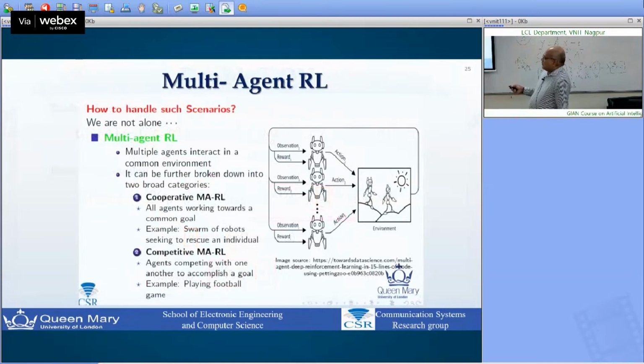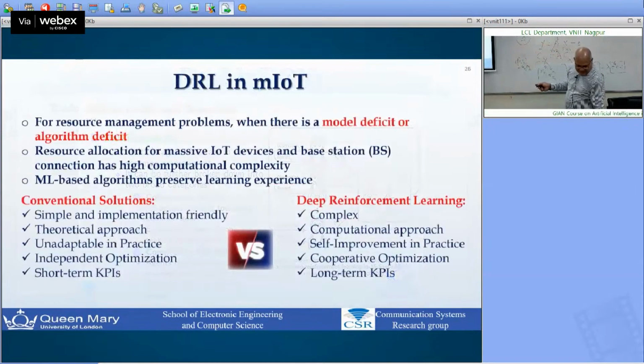They are either cooperative or competitive. In this case, we are going to have cooperative. All agents work towards a common goal. So the common goal is, we have to increase the number of successfully served devices. So all agents cooperatively work together to increase the number of devices successfully served. So that means, we'll see here.